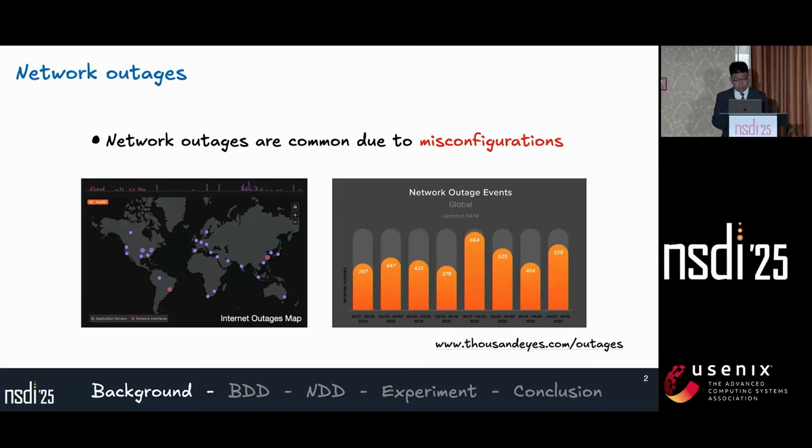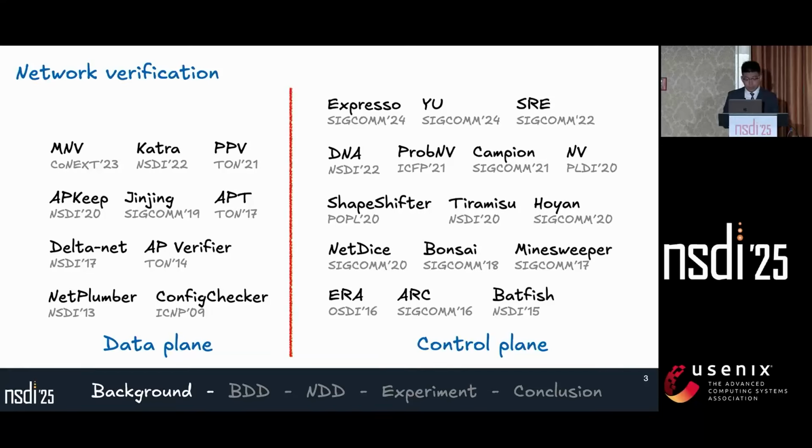Computer networks are complex and prone to misconfigurations, which can lead to global service outages and financial losses. In recent years, researchers have put a lot of effort into network verification, which uses formal methods to check the correctness of network configurations and can prevent network outages.